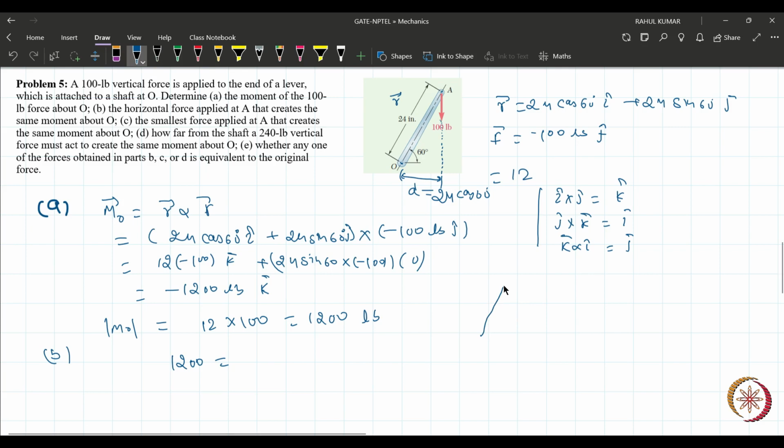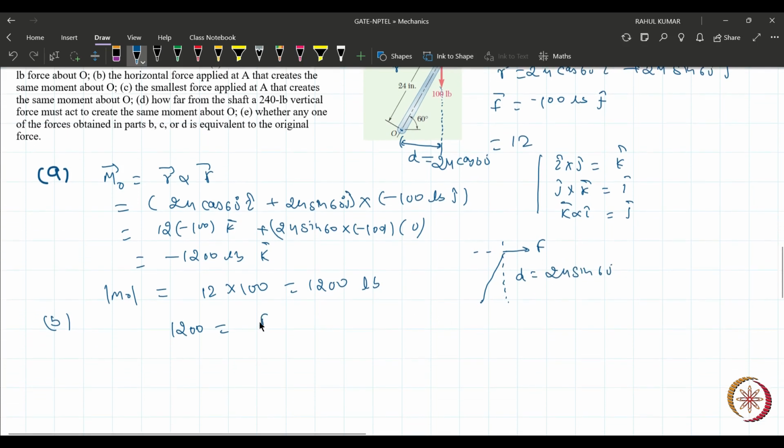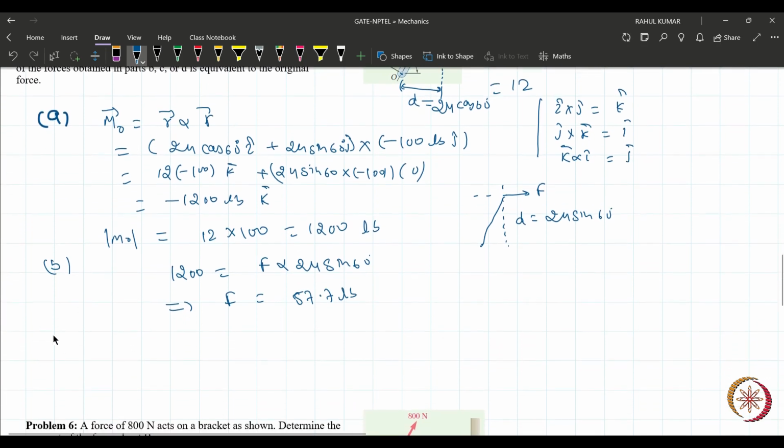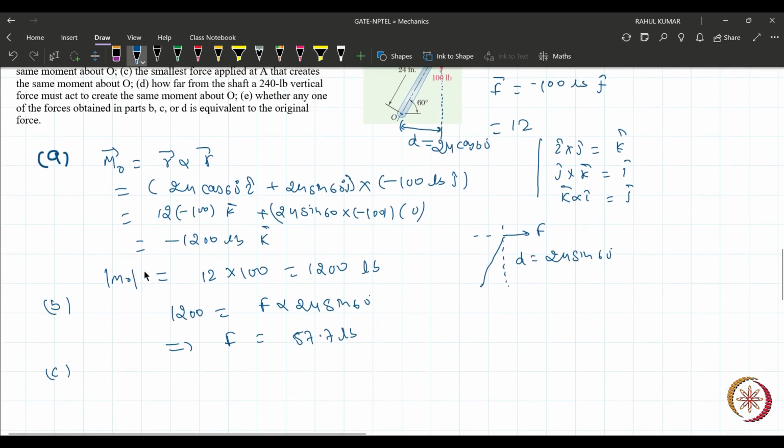We want to apply here a horizontal force F, and there is a moment of 1200. Now what do we have to determine? The perpendicular distance. What will the perpendicular distance be? 24 sin 60 degrees. So 1200 will be equal to F into 24 sin 60 degrees. If you solve, you will get F equal to 57.7 lb.